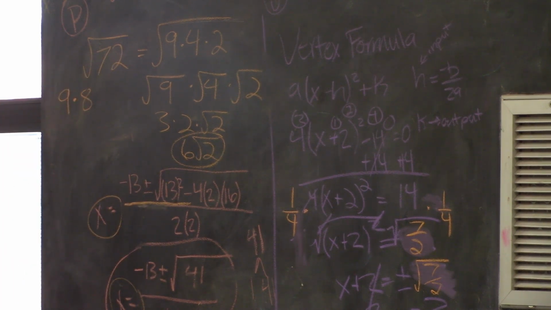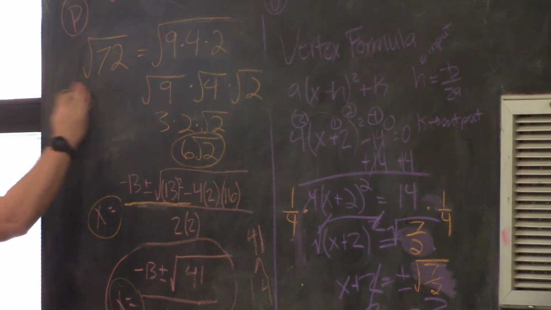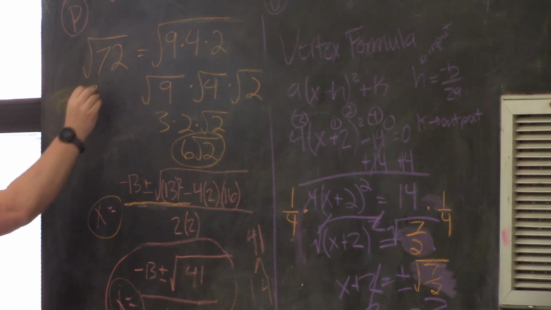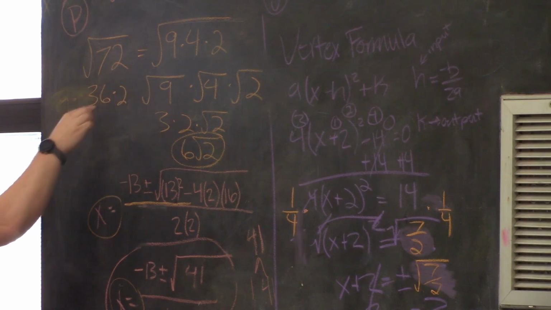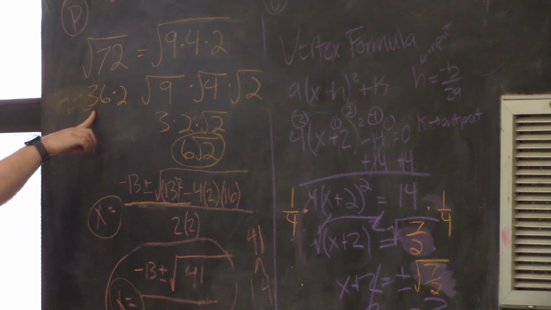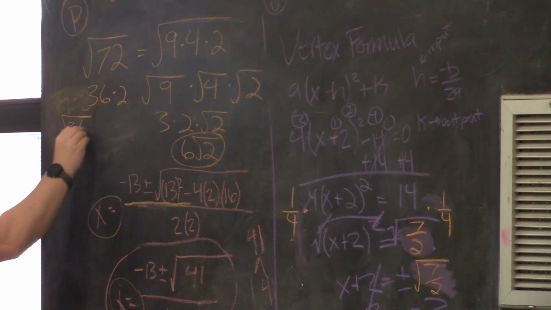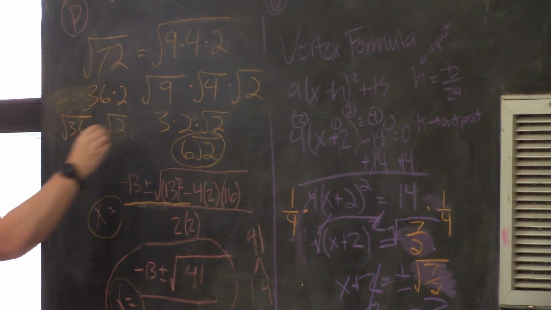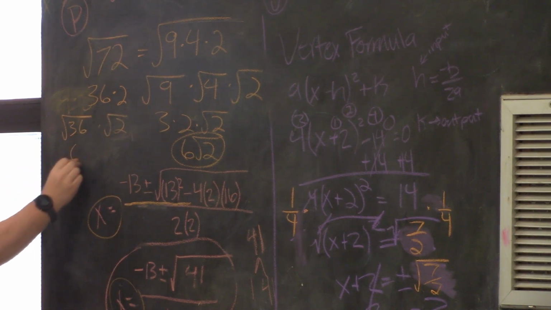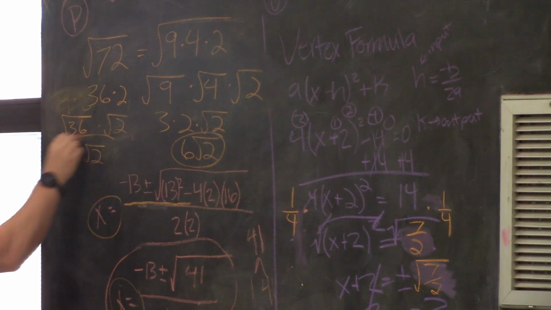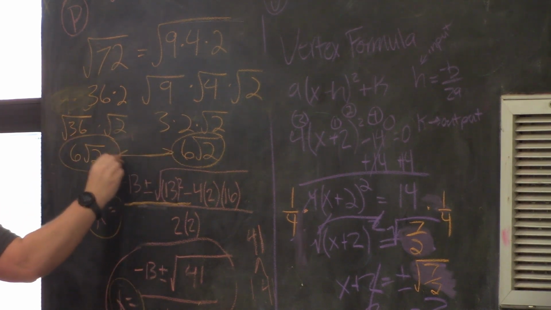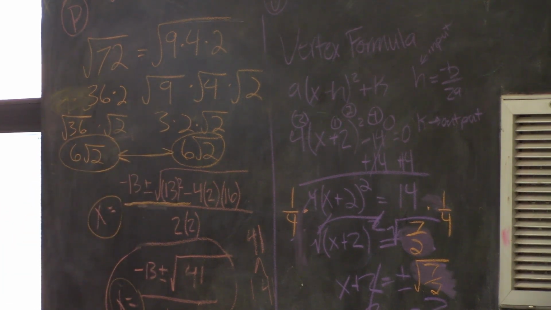Okay? One thing I will point out about the 72 is, 72 is also 36 times 2. Can I take the square root of 36? Yes. So this would be the same thing as the square root of 36 times the square root of 2. What's the square root of 36? 6. Same or different? Same. So you can do it multiple ways. You just need to identify what those perfect squares are. Please pay attention to that.